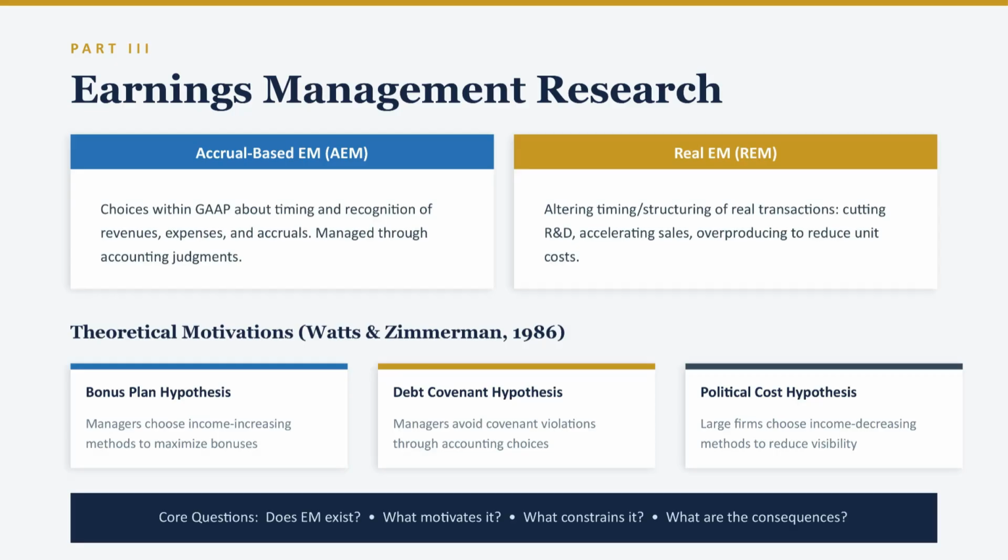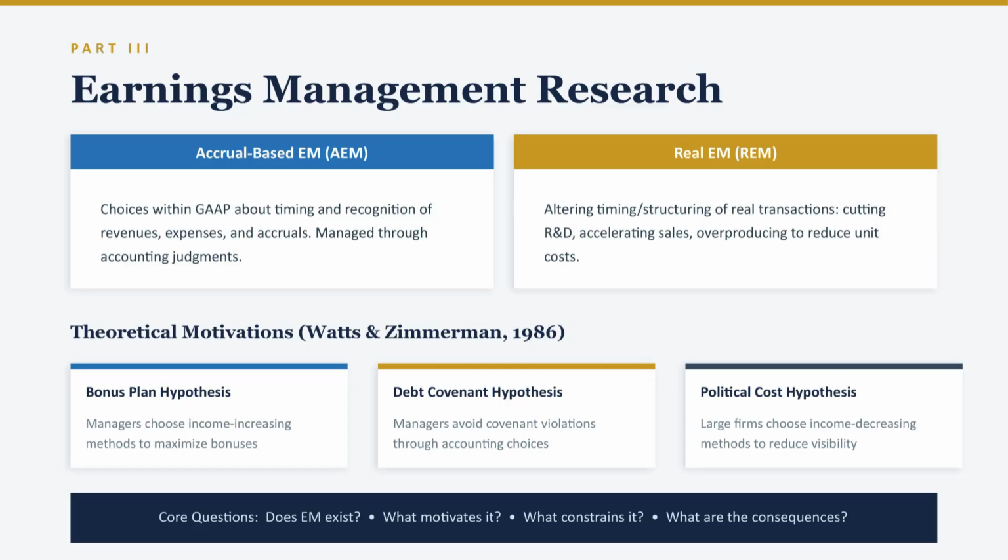The theoretical foundation for earnings management research draws from several economic frameworks. Agency theory predicts that managers, as agents, may manipulate reported earnings to maximize their own compensation or job security at the expense of shareholders. Positive accounting theory, Watts and Zimmerman 1986, identifies three key hypotheses for accounting choices. The bonus plan hypothesis: managers choose income-increasing methods to maximize bonuses. The debt covenant hypothesis: managers choose methods to avoid covenant violations. And the political cost hypothesis: large firms choose income-decreasing methods to reduce political visibility. Information asymmetry between managers and outside stakeholders creates the opportunity for earnings management, while monitoring mechanisms, auditing, governance, regulation, serve as constraints.